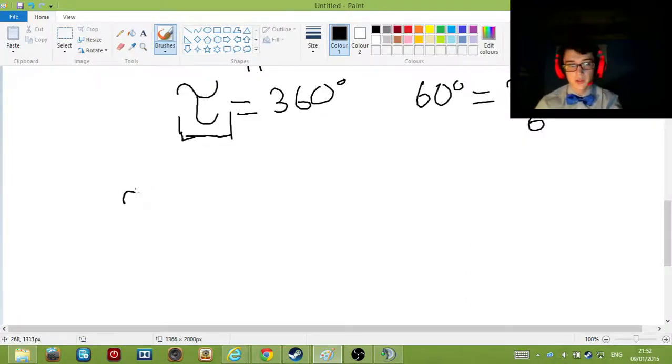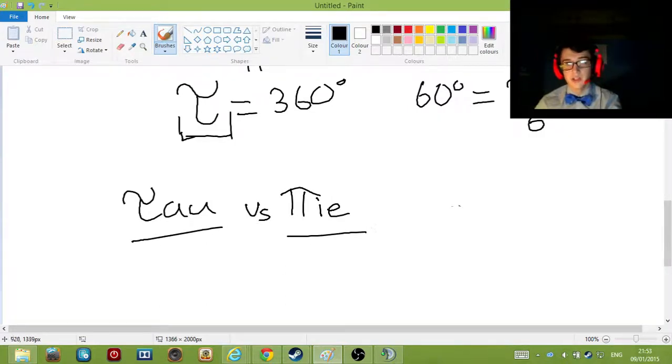So I was wondering, what do you prefer? Do you prefer tau or do you prefer pi? That's the real question. Tau versus pi in a weird equation-y sense.